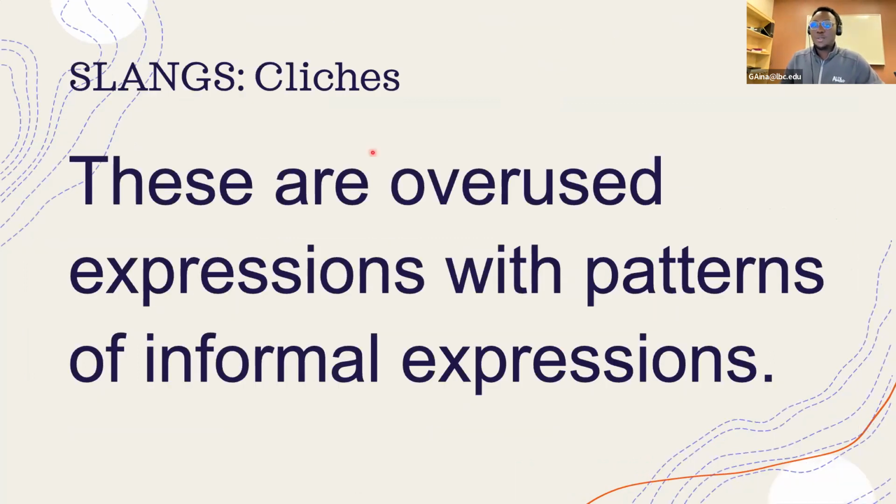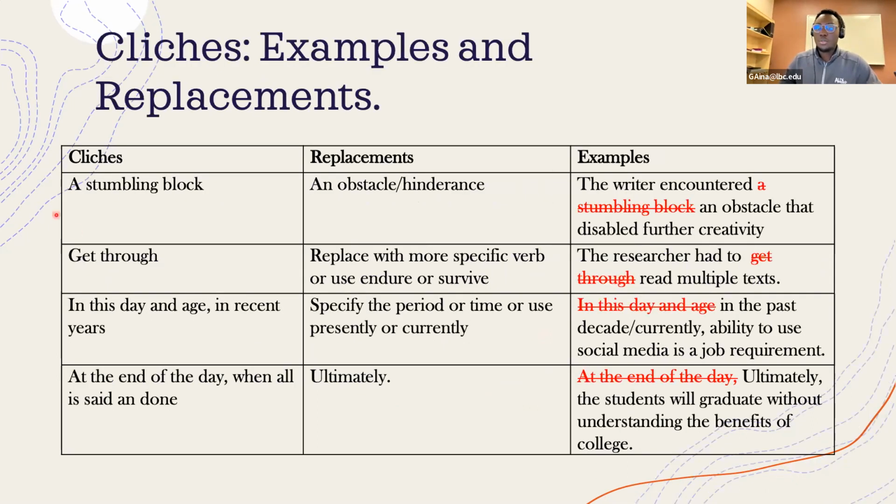So the last one is cliches, right? Slangs. The last kind of slang, we have cliches. These are overused expressions with patterns of informal expressions. So they are overused expressions, but they have patterns of informal expressions too. So these are some cliches we use.